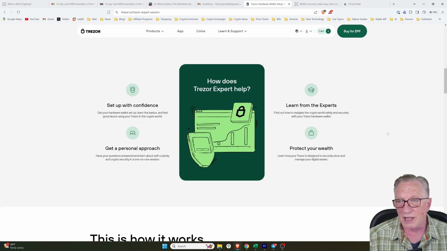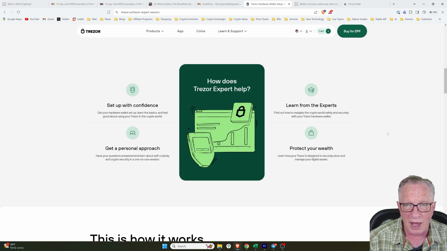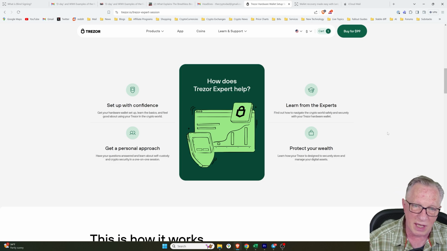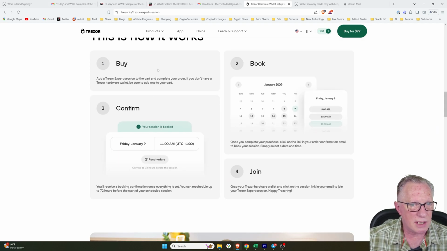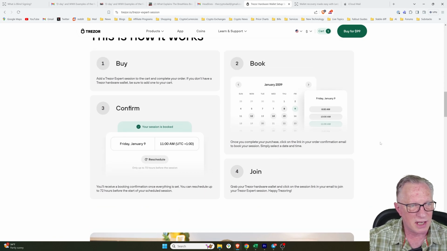So hopefully this proactive approach will help people to learn how to manage their seed phrase, the importance of the backup, the importance of not sharing it with anyone else, and can let them hit the ground running with this knowledge. Right. And as you can see, you can buy your device, book your session, and then join in when you have your device in hand.